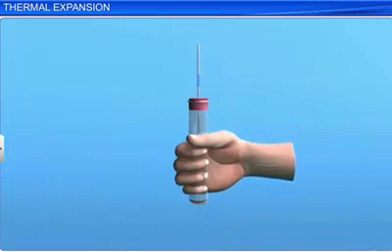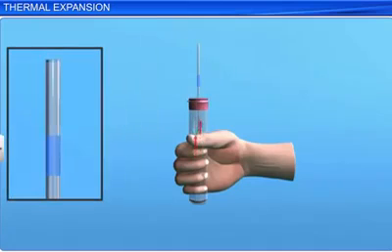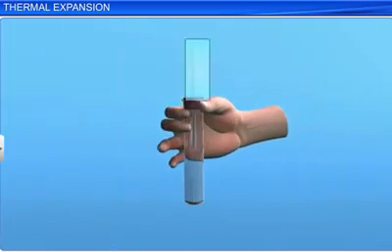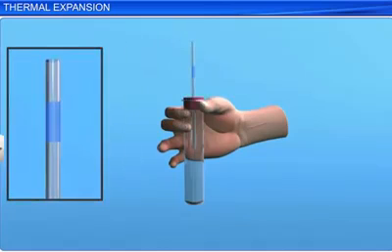Hold the test tube tightly in your palm. The heat from your palm transfers to the air in the test tube. The air expands and pushes the colored water up. Now, hold the test tube between your fingers. The air in the test tube cools and contracts. The level of the colored water comes down to its original level.